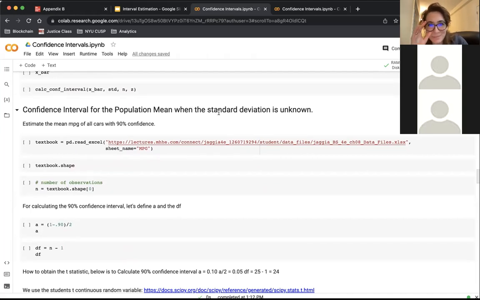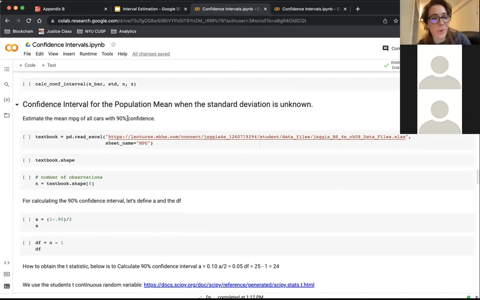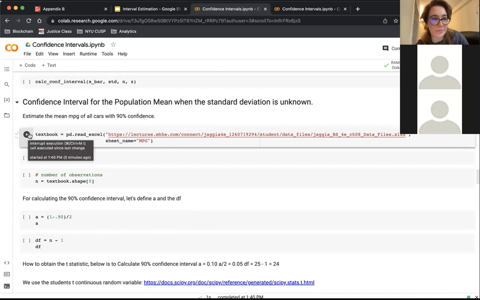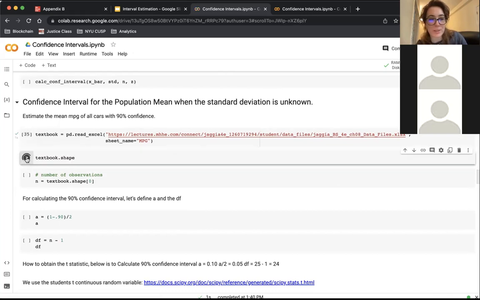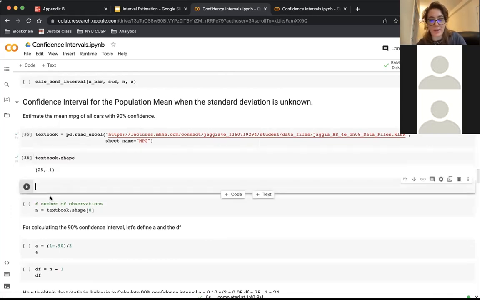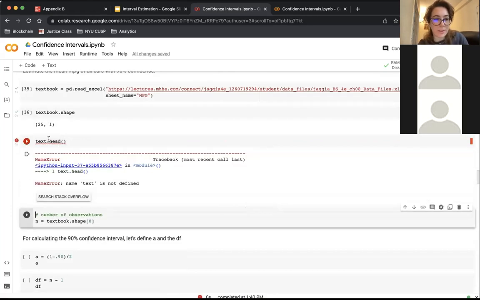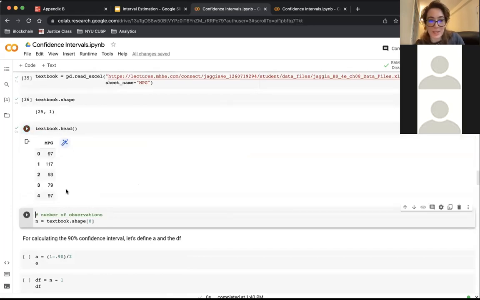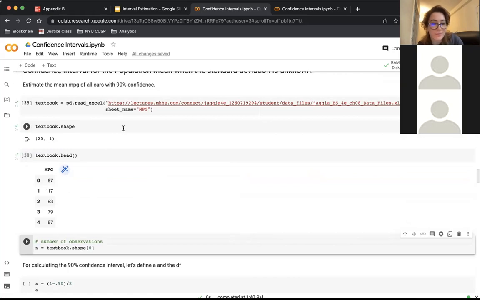Okay, back to where I was going when I made this presentation, where we're talking through this mean of car miles per gallon. So this is from the textbook. We read this in using pandas to read the sheet name that we want. It has 25 rows. And this is the data we're working with. This is just miles per gallon.